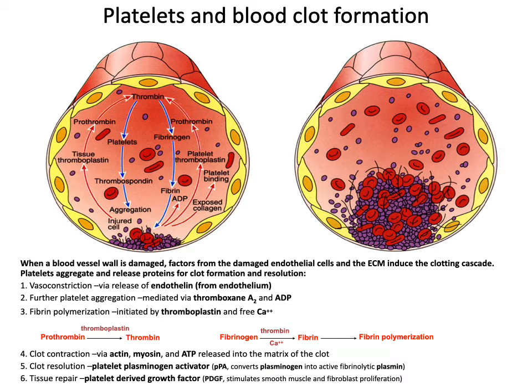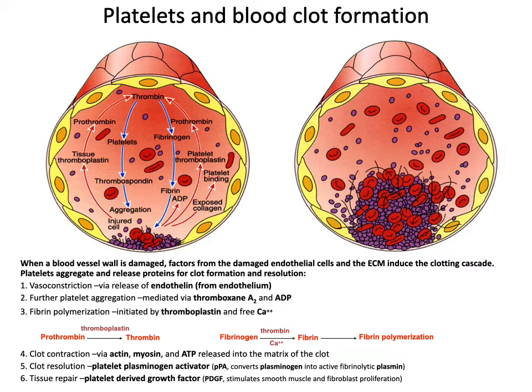So the blood vessel is composed of simple squamous epithelium known as endothelium. It's a single layer of squamous cells, so it's quite thin. Under that, you have the subendothelium.